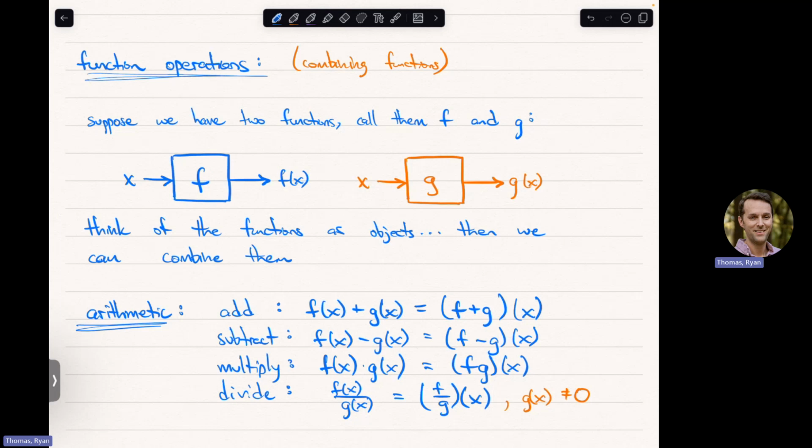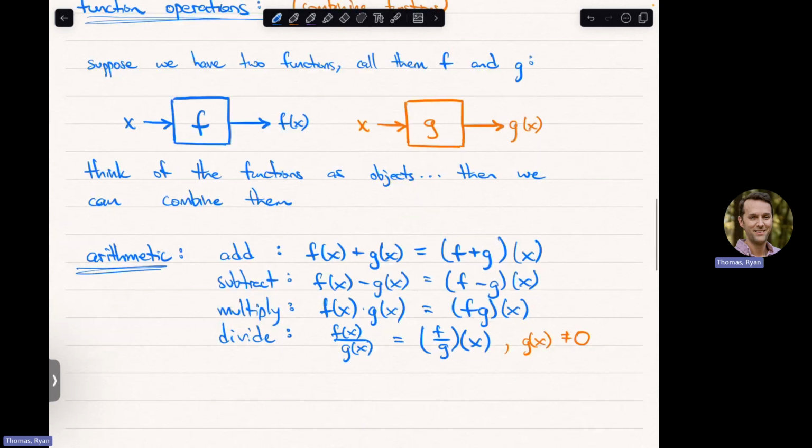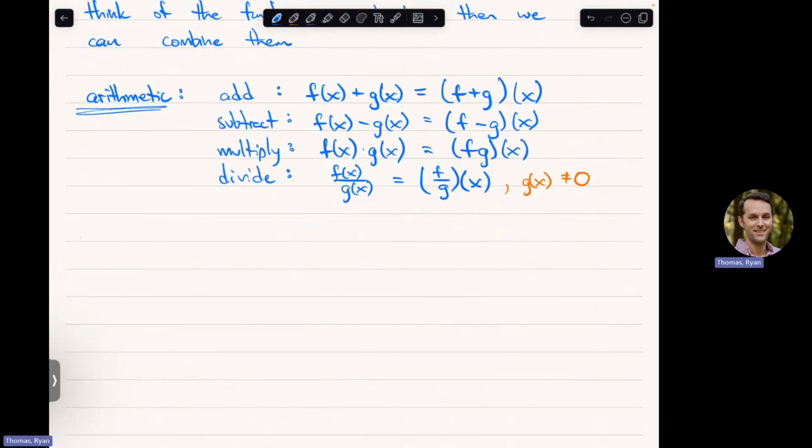So that's combining two functions using arithmetic. And what that would look like is just something like this. Let's say that f of x is 2x plus 1, and g of x is, I don't know, x minus 2. Then if we want to do this kind of function arithmetic, we'll do it in 4 parts here.